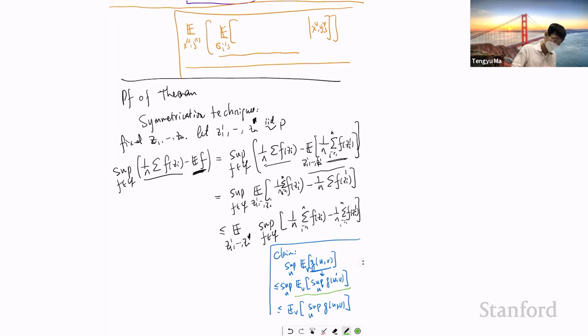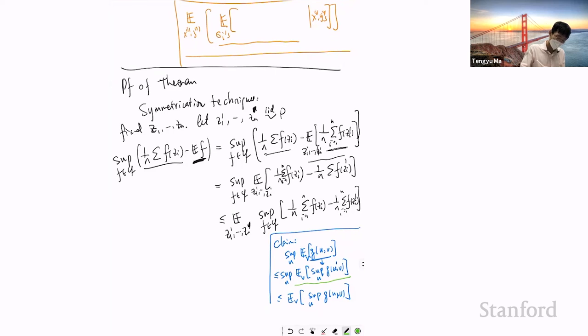So maybe I should have another step. Actually, I'm claiming that this is just equal to this, because this term doesn't depend on u. You already got rid of the u, so the sup over u can just be dropped, and then the green term is equal to the term below just because you changed the variable name u to u prime. That's nothing, so that's why it's an equality.